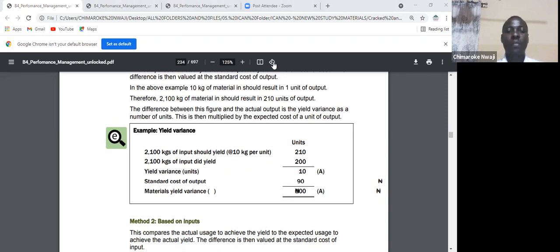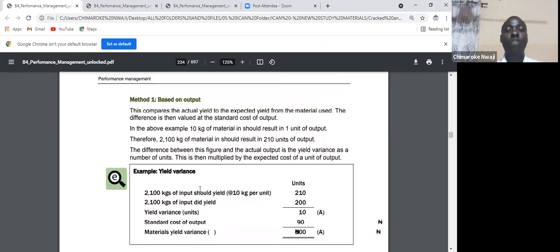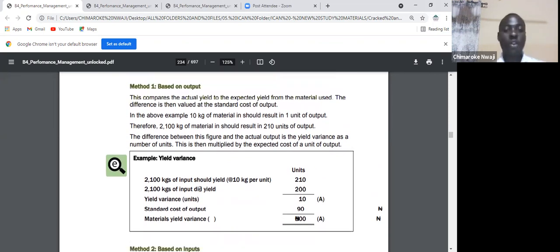All right. So this is the output method. Why is it called the output method? It's because you are comparing the expected output with the actual output. What is the expected output if I use 2,100 kg using the 10 kg standard for one? What is the expected output? And what is the actual output I got? Was it up to what I'm supposed to expect?